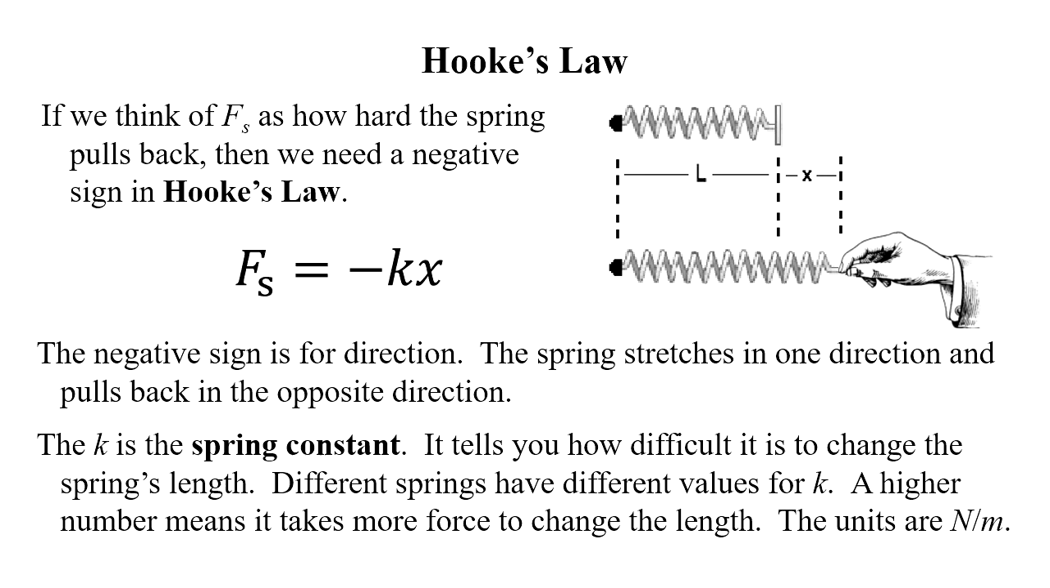When you see Hooke's law quoted, such as on the equation sheet that the College Board gives you for the AP exam, there's often a negative sign included. Let's explain why. It depends on what you're thinking about. If you're thinking of that F sub S as how hard the spring is pulling, well then you need a negative sign for direction. The spring stretches in one direction, and pulls in the opposite direction, resisting the stretch. That's what the negative sign is there for.